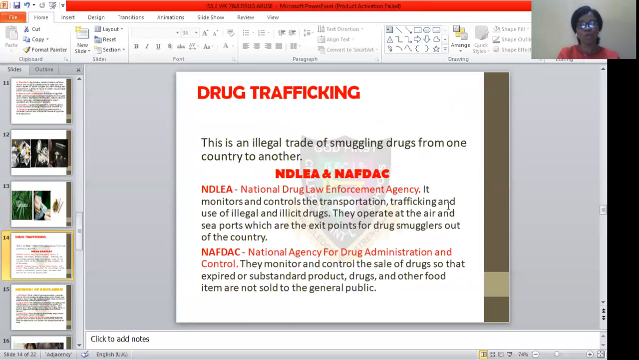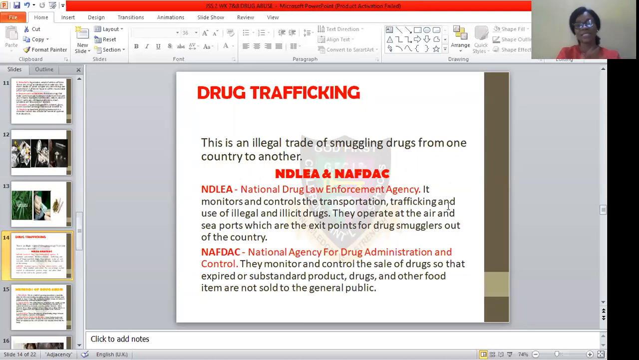Now let's go to drug trafficking. Drug trafficking is an illegal trade of smuggling drug from a country to another. Here in Nigeria, we have two bodies that are helping to fight with this drug trafficking. And the first one is the one we know to be NDLEA, that is the National Drug Law Enforcement Agency. They monitor and control the transportation, trafficking, and use of illegal and illicit drugs. They operate at the air and seaport, which are the exit point of drug smugglers out of the country.